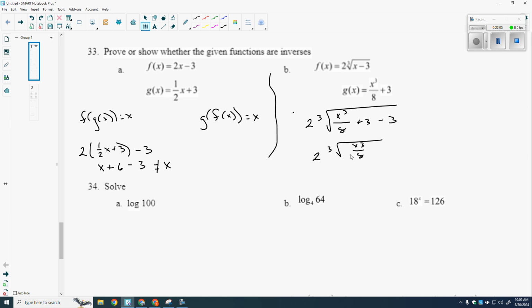Take the cube root. Cube root of x cubed is just x. Cube root of 8 is just 2. 2 times that, 2's cancel, and I get x over 1, which is just x. Both of these equaled x. These are inverses. This one is a yes. This one is a no.